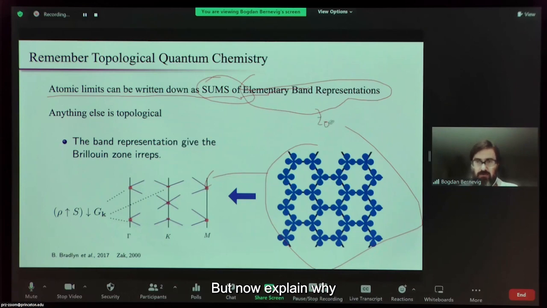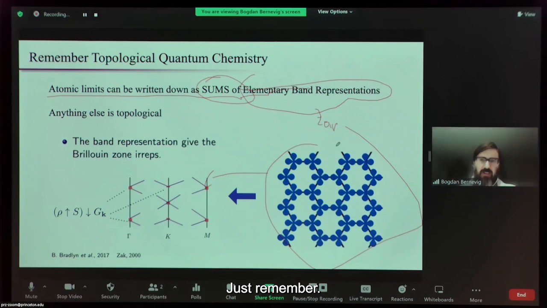So can I ask you a question? Yes. I think you didn't rigorously define what you mean by line graph and split graph. What I mean by what? Line graph and split graph.